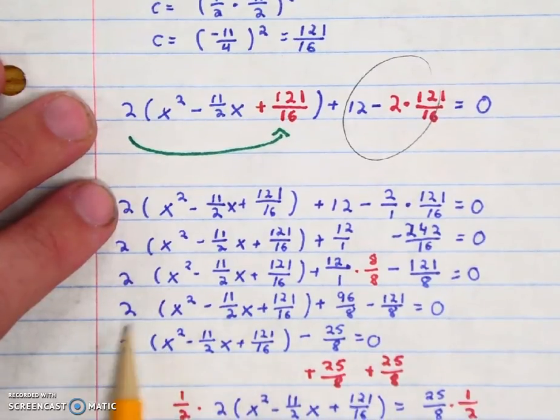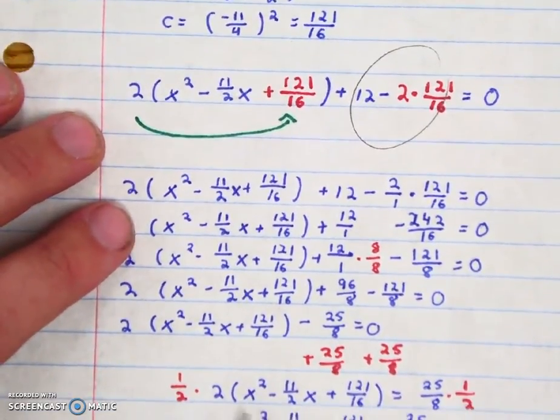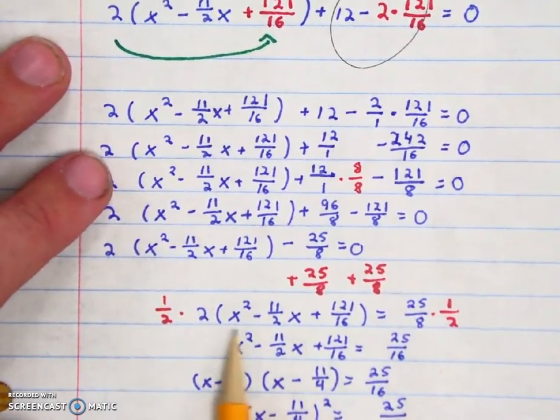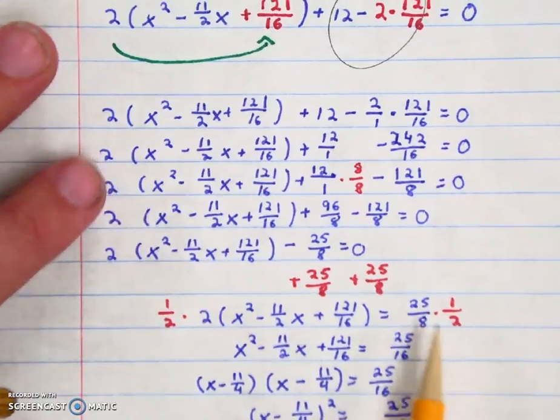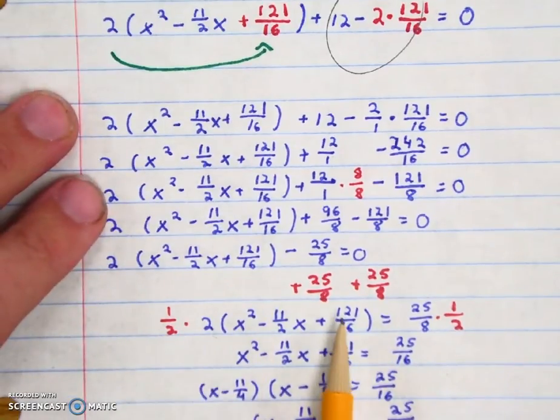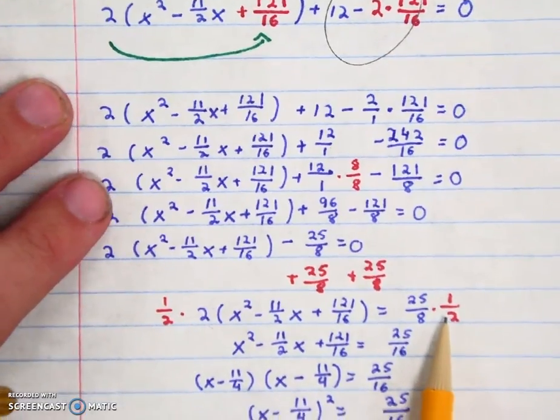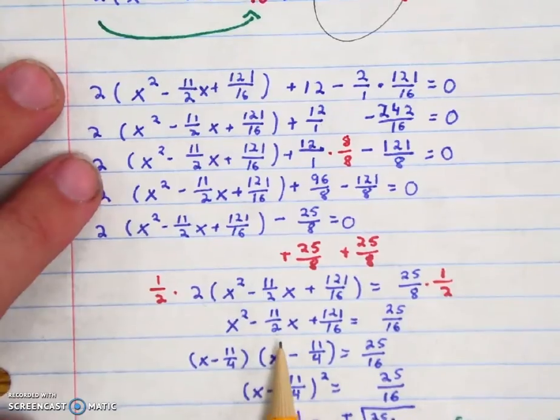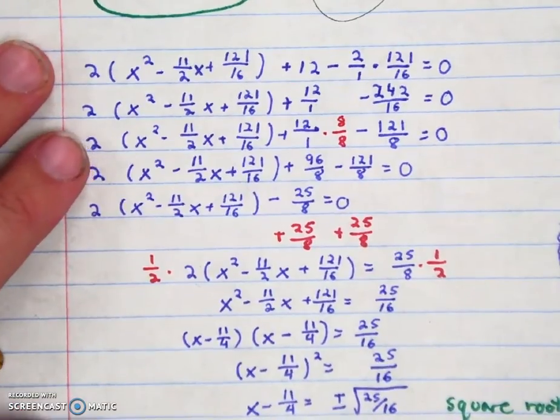Remember, I'm trying to solve for x. So I want to get rid of this negative 25 eighths, and I want to get rid of this 2. I can add 25 eighths to both sides to get rid of this. And now we have this blue part. I still have this 2 out front. I could divide both sides by 2, but then I'm dividing a fraction by 2, and I don't know how to divide a fraction. So hold up. Instead of dividing both sides by 2, I'm going to multiply both sides by the reciprocal of 2, which is 1 half. So this now becomes x squared minus 11 halves x plus 121 sixteenths equals 25 sixteenths.